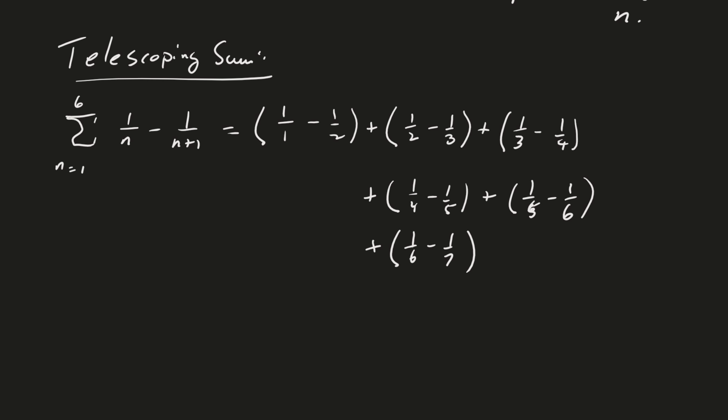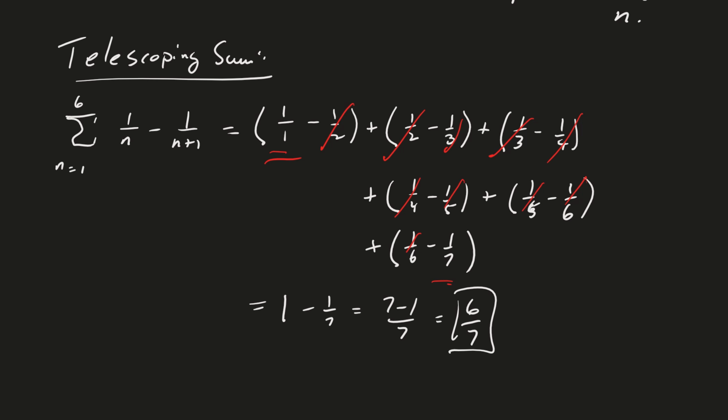And so are you seeing what's happening? Minus 1/2 cancels with plus 1/2. Minus 1/3 cancels with plus 1/3. Minus 1/4 cancels with plus 1/4. Minus 1/5 with plus 1/5, 1/6 with 1/6. And so what we're left with is the first term minus the last term. And so the sum is really easy to compute. It's just going to be 1 minus 1/7, or 7 minus 1 over 7, or 6/7. Good. And so that's an example of a telescoping sum.